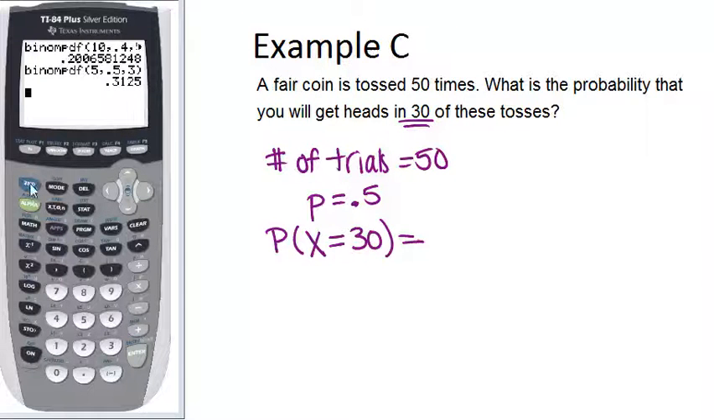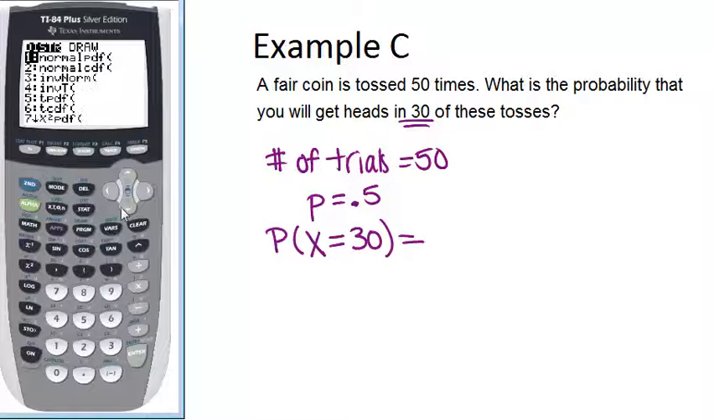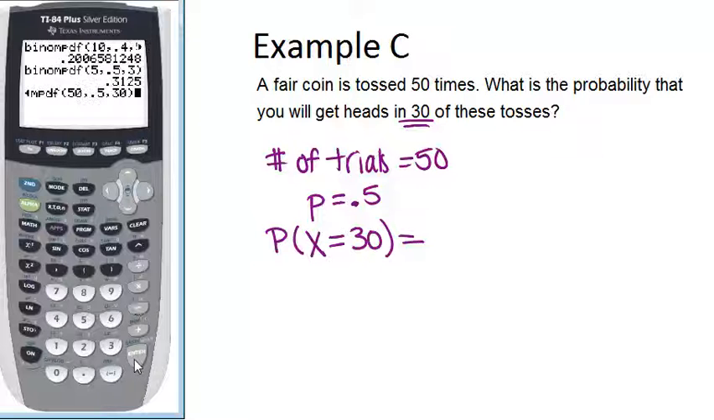So again, we can go into our calculator to help us quickly calculate this and enter in the data, 50 trials, 0.5 probability, and we're wondering about 30 successes. Paste and enter. And we get our answer is 0.0419. So that's about a 4% chance, 4.2% chance that we'll get exactly 30 heads in our 50 coin tosses.